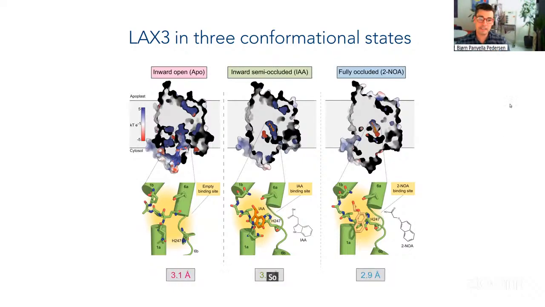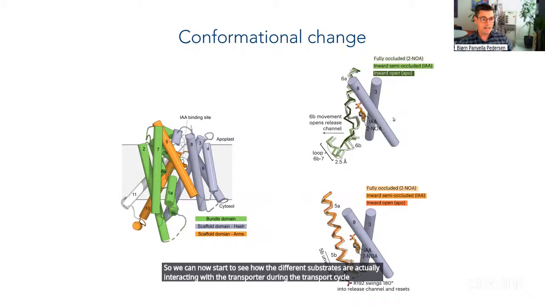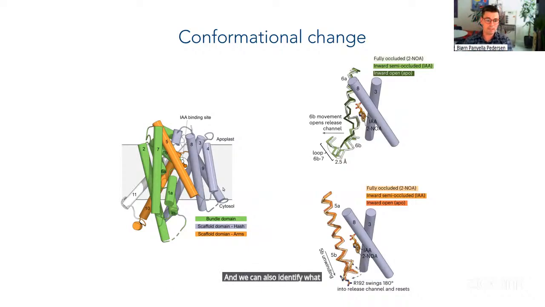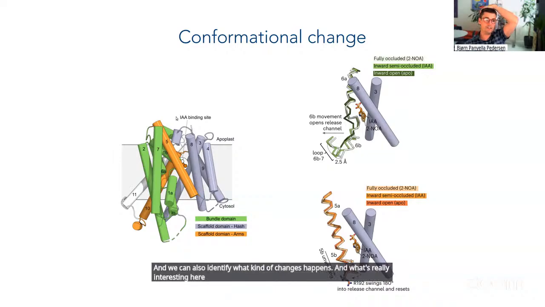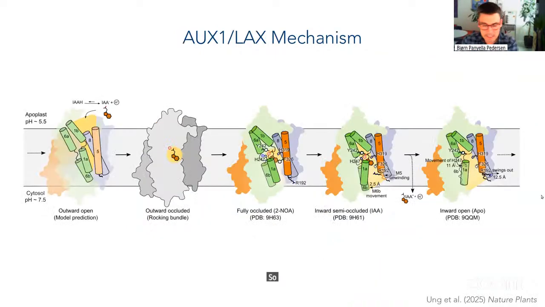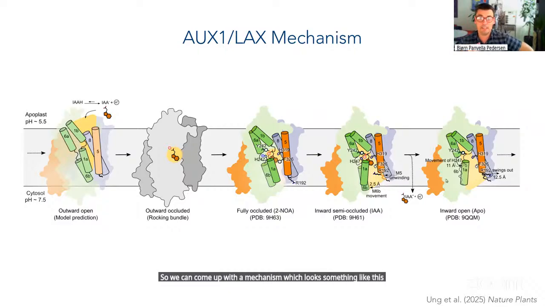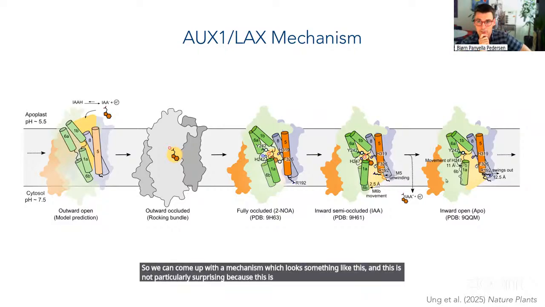So we can now start to see how the different substrates are interacting with the transporter during the transport cycle. And we can also identify what kind of changes happen. And what's really interesting here is that, remember again, this is an importer, so it's moving substrate from outside to inside. So what we can see is that the IAA will bind in here, and then the green domain here will start to deconvolute slightly to release the substrate. So we can come up with a mechanism which looks something like this, and this is not particularly surprising because this is how all the APC superfamily members work. Nevertheless, it was really nice to see, of course, that for the OX-LAX family it's the same.